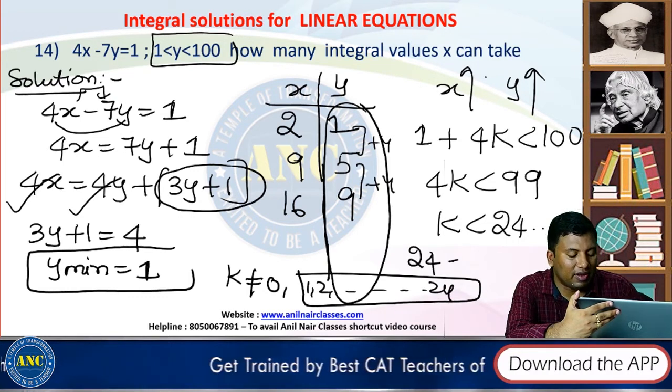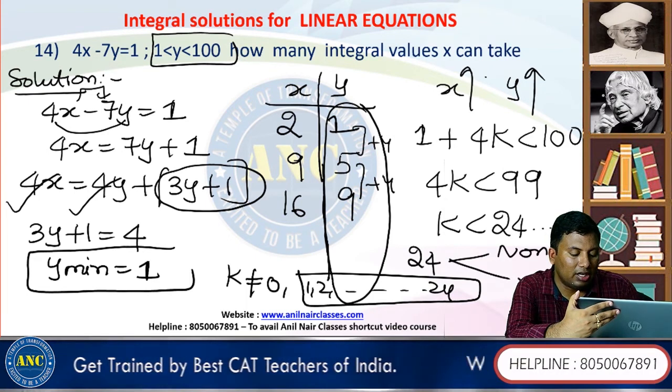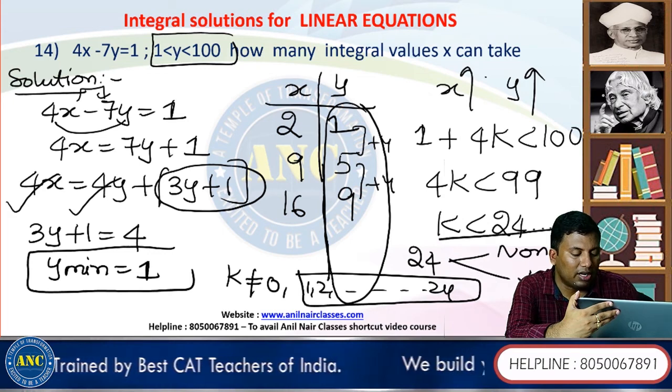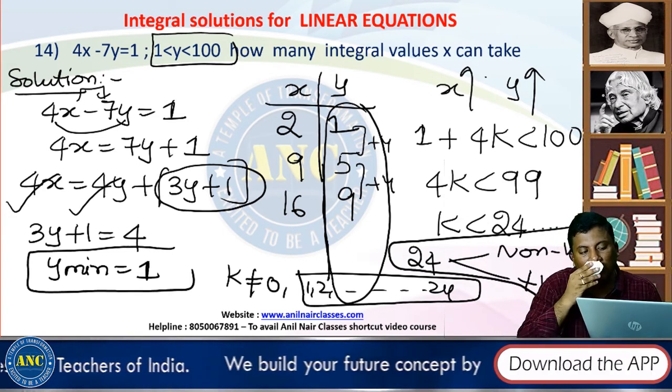None of them is a factor of the right hand side. 24 non-negative I will get, and 24 positive I will get.